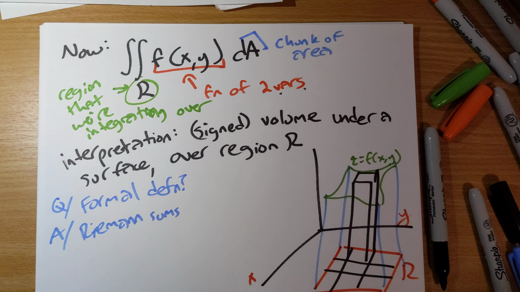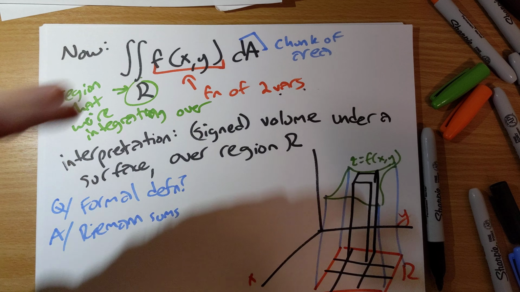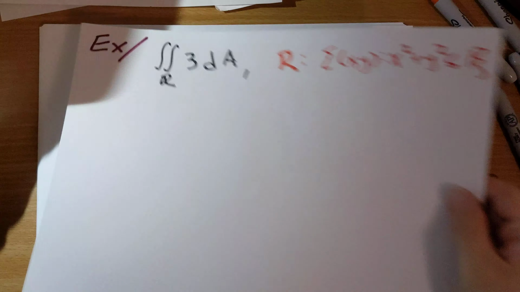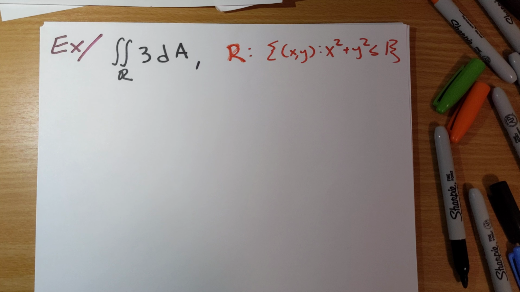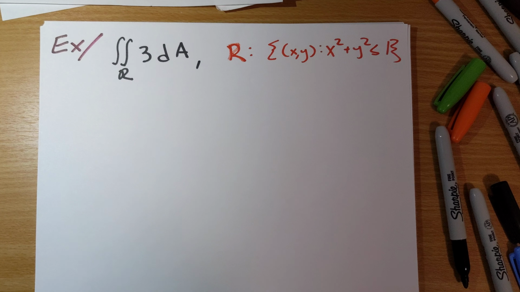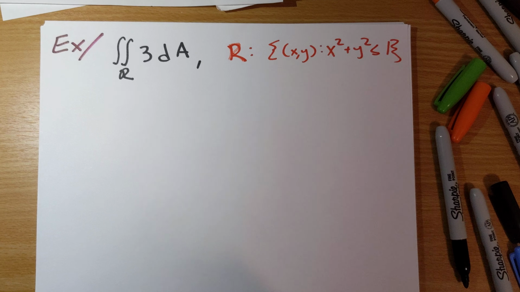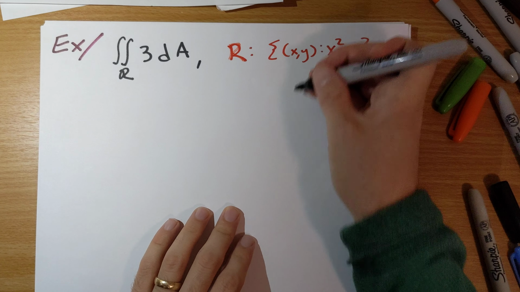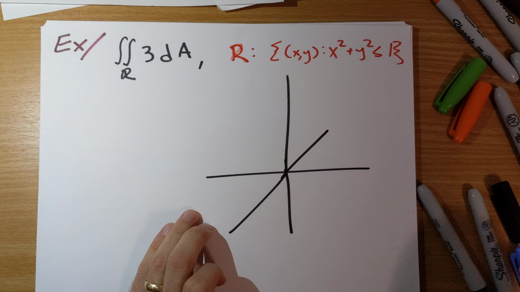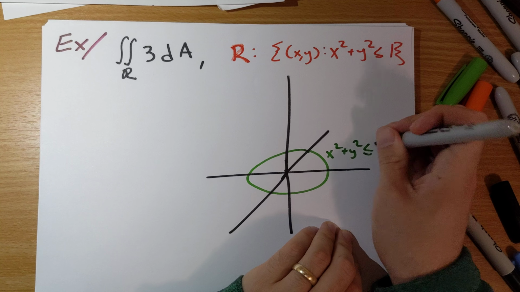Okay, so let's do now a pair of examples riffing off of each one of these interpretations, the volume and the formal definition. So let's take a look here at this example. I'm asking us to compute the double integral over R of 3 dA, where R is the region in the xy plane such that x squared plus y squared is less than or equal to 1. So this is a circle in the xy plane. Let's get that going here. So x squared plus y squared is less than or equal to 1.